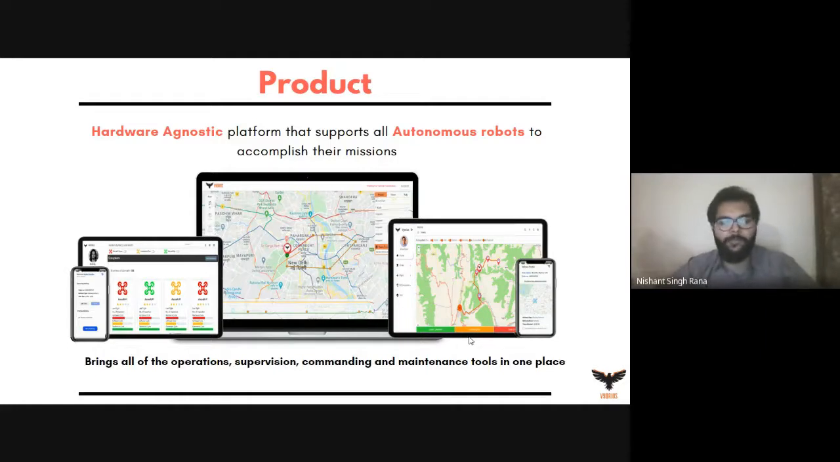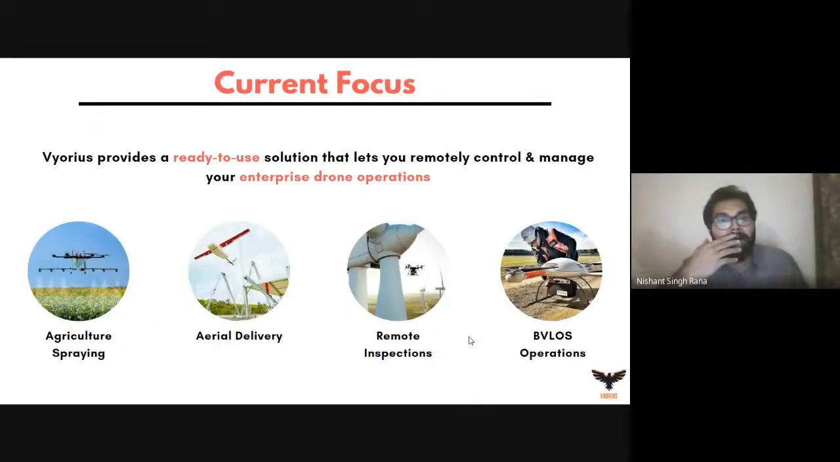To sum it up, we bring all the control, command, remote supervision, maintenance, management, and analytics tools down to a single platform. You plug your system in, and then you do whatever service you want with it. Our current focus is providing a ready-to-use solution for anything remotely controlled in terms of drones, and we manage your enterprise drone operations. We can do agriculture spraying, remote inspection, and BVLOS operations.